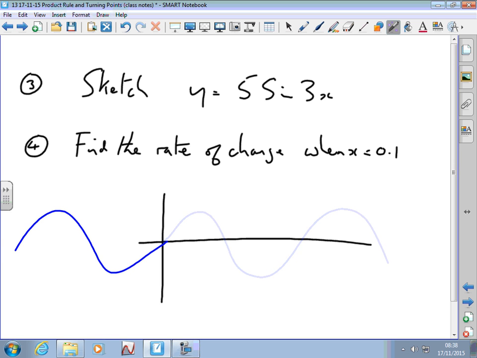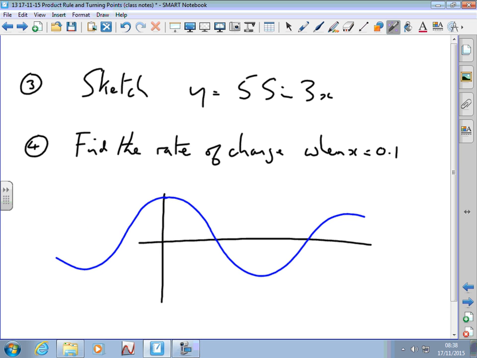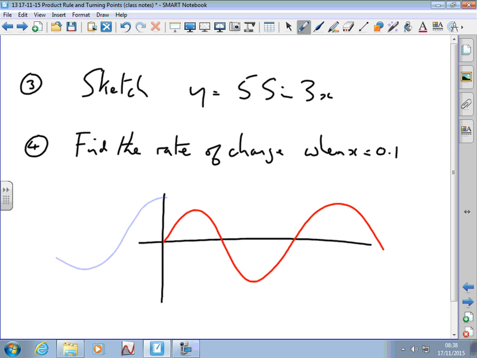If it had been a cosine function, then we know that that starts here, doesn't it? It goes down like that. So a cosine function would look like that. So this is a sine function. So let's sketch it.